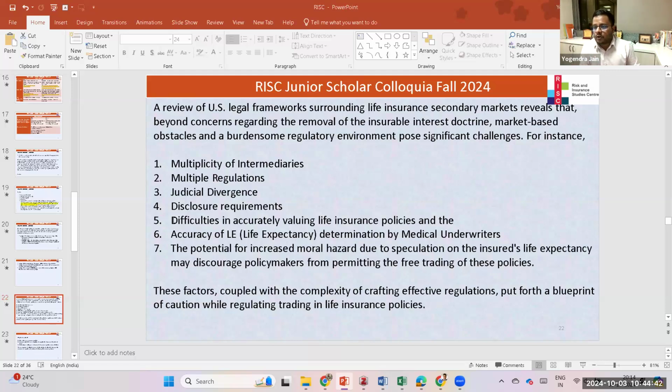So till now we saw that we need not have insurable interest in secondary assignment. When I have my life insurance and I need money in my lifetime, I should have a right to sell it. Now, when we are doing it as a government, what are we supposed to do? Regulate the intermediaries, make strict disclosure requirements, have parameters to assess life expectancy and the value of the policy, and then you can regulate it.